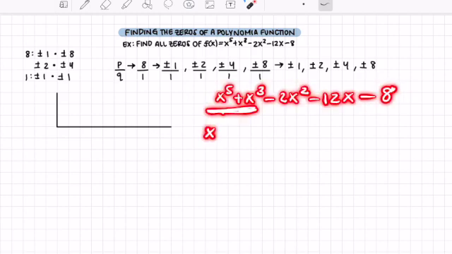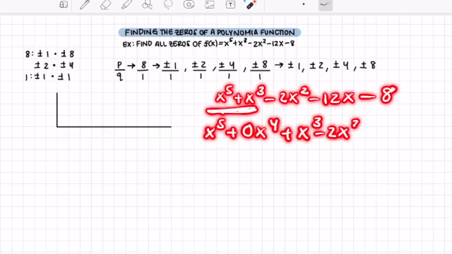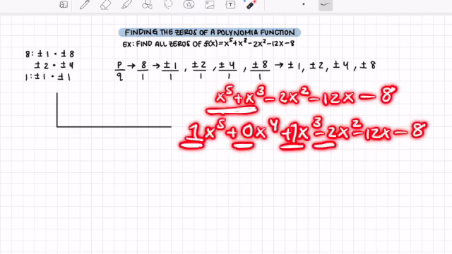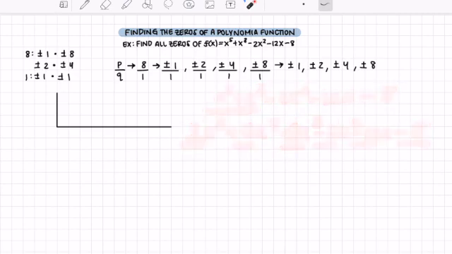So I need to write down x to the power 5 plus 0x to the power 4 plus x to the power 3 minus 2x squared minus 12x minus 8. And so my coefficients are 1, 0, 1, negative 2, negative 12, and negative 8. So right here, that's what I'll write. We have 1, 0, 1, negative 2, negative 12, and negative 8. Cool. Just make this a little bit bigger.